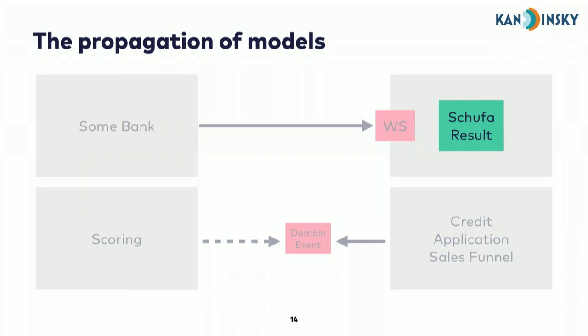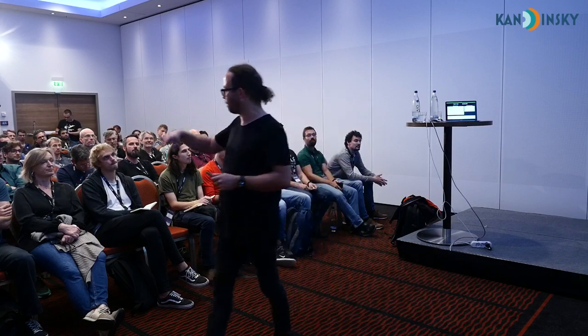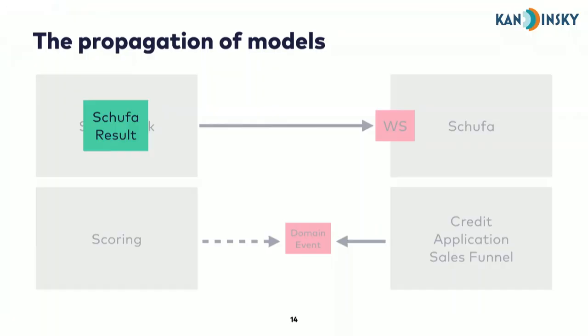What do I do with the result? Do I pull that into my bounded context completely without modifying it? Someone's shaking his head, yeah? Maybe. A lot of existing application landscapes do exactly that. So they take this external model and it propagates to another bounded context or another system, for instance. The same can happen with domain events. Let's not be blind here.